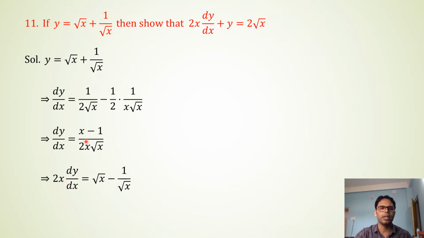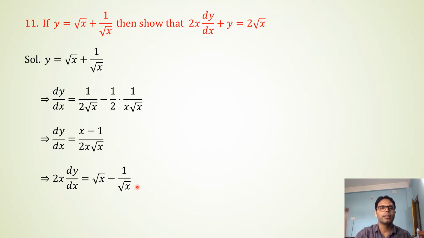So 2x is taken here, so 2x dy dx is equal to, on the right hand side, x by root x will be root x, and 1 by root x will be there. Same thing, this way is different, but I already discussed that 2x dy dx is equal to root x minus 1 by root x in other ways. So you may apply that way, or you may apply this way also.